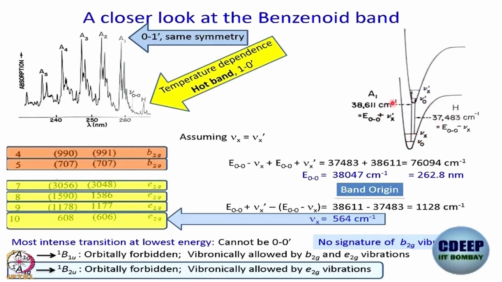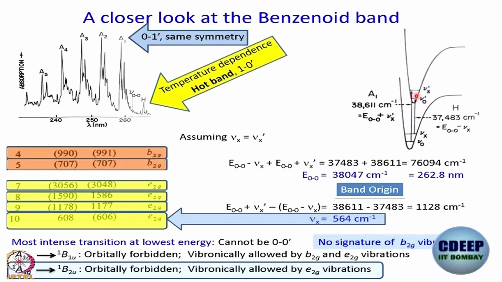And for assumption, let us take both of them to be equal. The vibrational energies are equal in the ground state and the excited state, so the gap is equal. And from there you have two unknowns and two equations. So the band origin you cannot see in the spectra, but from this equation you can guess the position of the band origin.